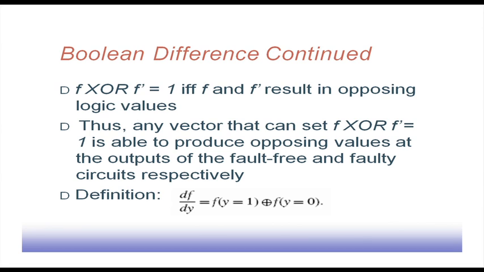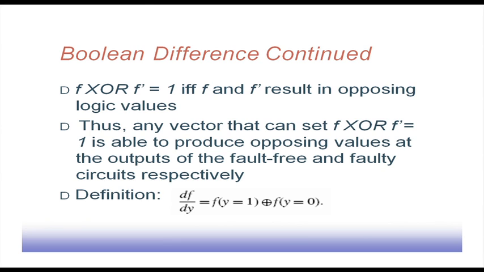So, any vector that can set f XOR f dash equal to 1 can put opposite values to the f and f dash circuits. As a result, the XOR gate output will be equal to 1, and we can say that the fault is getting detected. So, we define this differential operator df dy equal to f with y equal to 1 XOR f with y equal to 0. This is the definition of df dy. It is the differentiation of function f with respect to variable y.